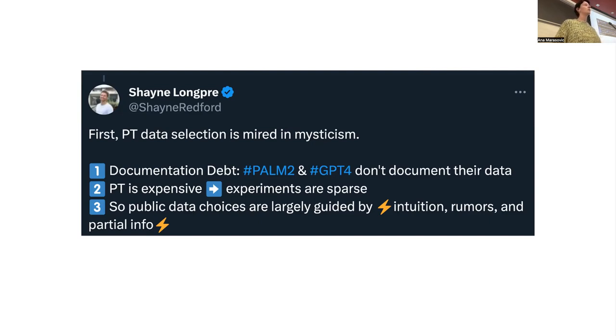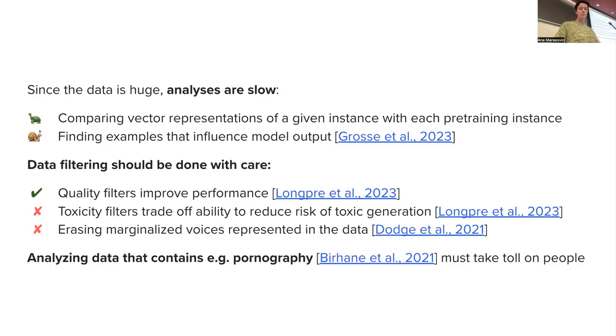So pre-training without instruction fine-tuning can last 6 months, which is a lot. So you don't do pre-training experiments often, right? And the way we figure out what are the best data procedures, if we were just fine-tuning, is to do a bunch of experiments and see which one works the best. This is not something we can do with pre-training. So this person has summarized everything really well by saying, public data choices are largely guided by intuition, rumors, and partial information.